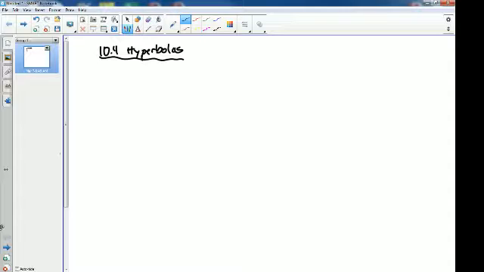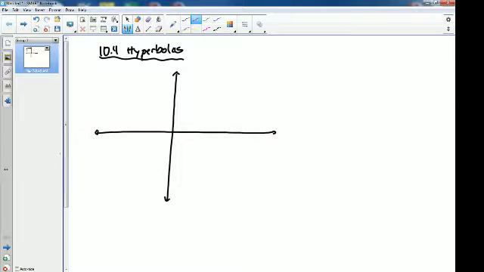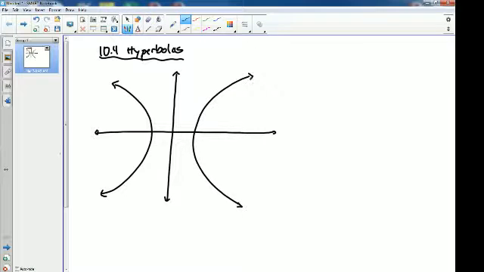Here are all of the words that you will need to know. Here's hyperbola, as we've discussed. So it is really just an ellipse split apart and turned around.